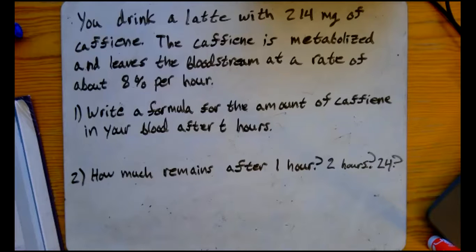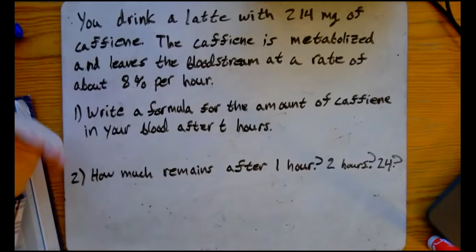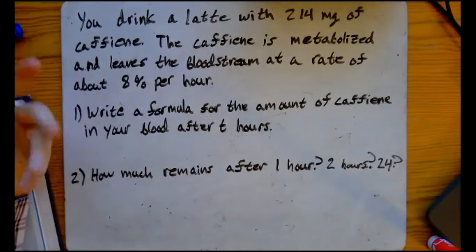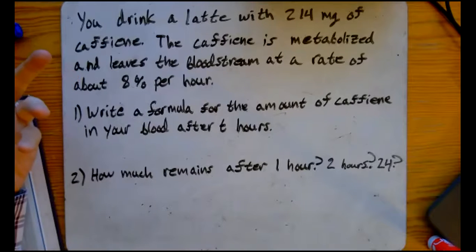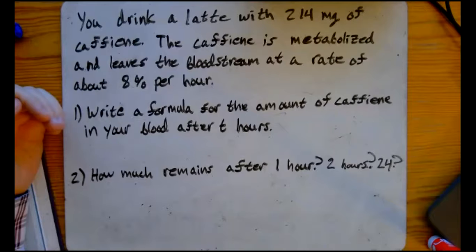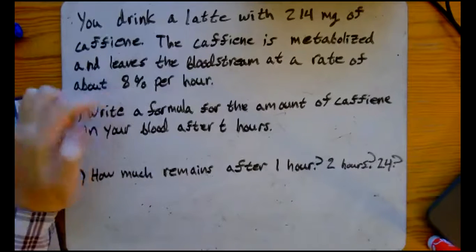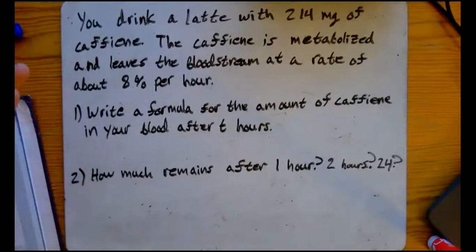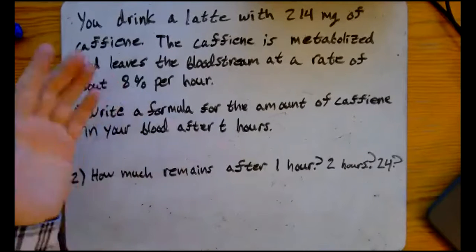Now, basically, all drugs work this way. They are absorbed by your body at a constant percentage rate. So this is true for caffeine, Tylenol or morphine. They are absorbed by our body at a constant percentage rate. So this kind of model would work for other drugs and medicines as well, though the rate might change.